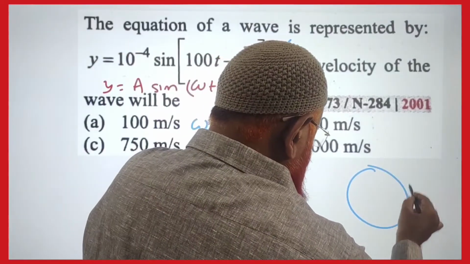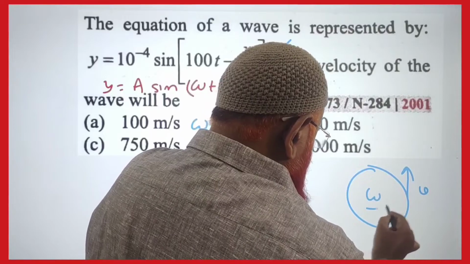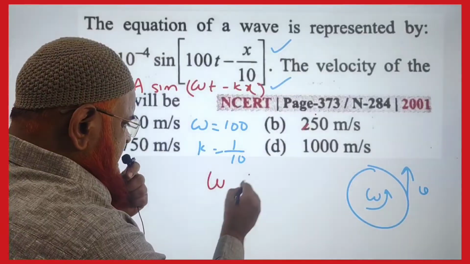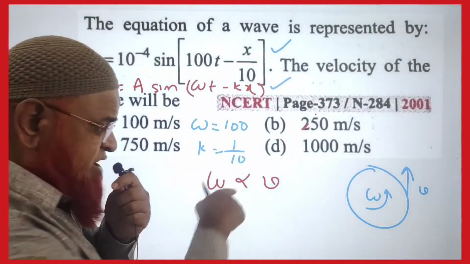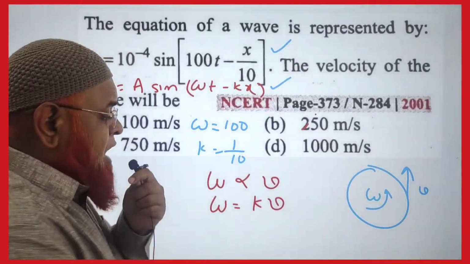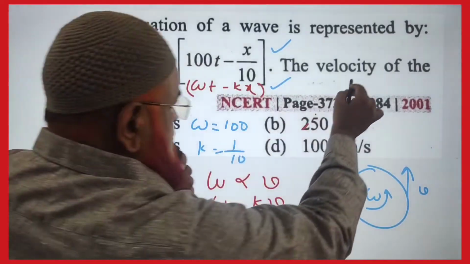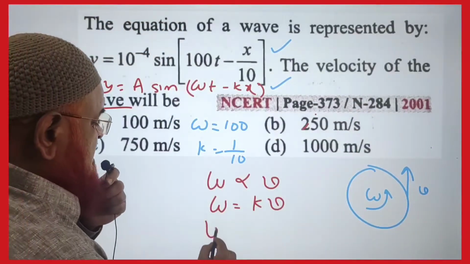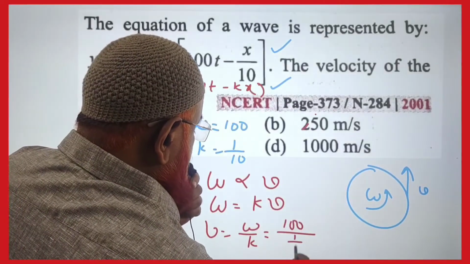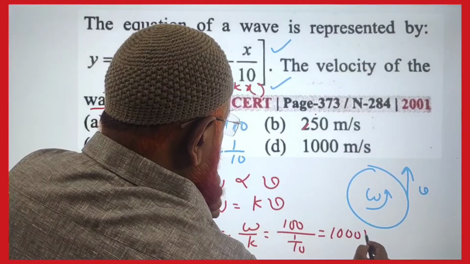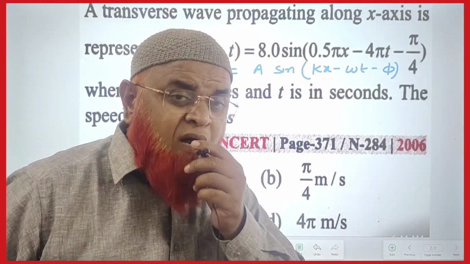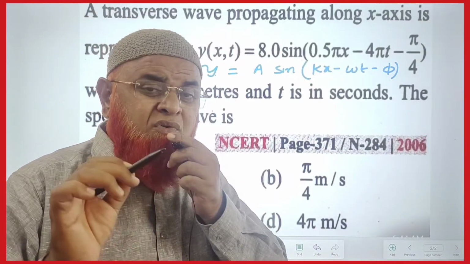Whenever a body moves in a circular motion, this is angular velocity and this is linear velocity. And you should know one thing, that angular velocity is directly proportional to linear velocity. When you remove this proportionality, ये proportionality निकाल दिए तो तुमको कांस्टेंट आ जाएगा k. और मालूम करना क्या है, यहाँ पर it is asking us to find out the velocity of a wave. So v is equal to ω by k. ω is 100 and k is 1/10. Then on simplification we get 1000 meters per second. So simple it is. नीट वालों, इतना आसान मेथड बताऊंगा आपको दिल खुश हो जाएगा.